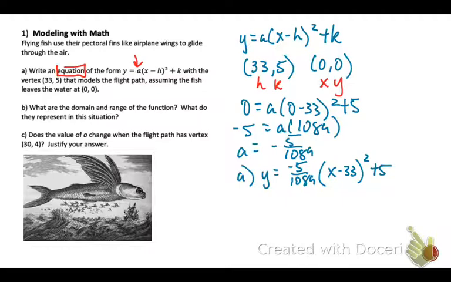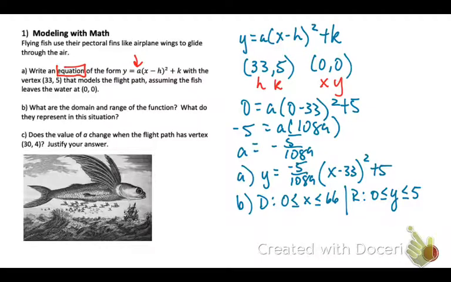So since we know that the vertex is at 33 feet, that is halfway through the flight path of the fish. So that means the full flight path is double that, is 66. So the domain ranges from 0 to 66. The range is how high the fish can go. Well, we know that the maximum height will be at the vertex, which is 5 feet. So the range will go from 0 to 5, and that's the y value.